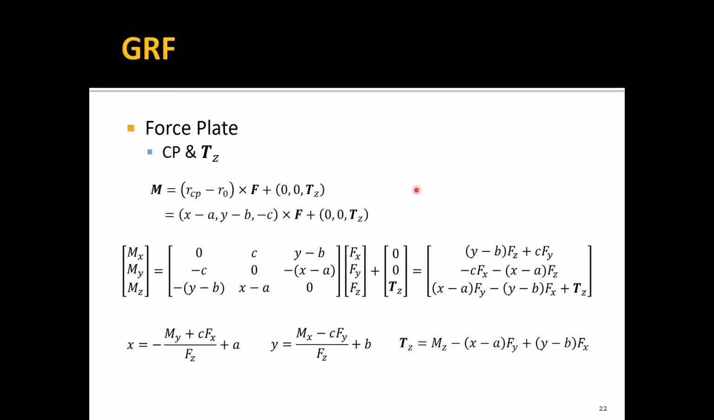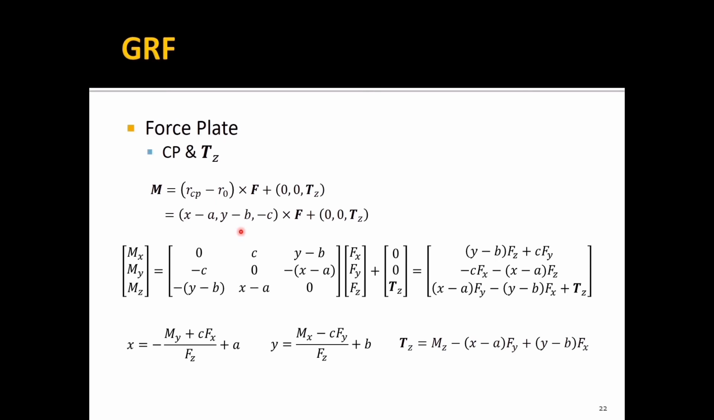This slide shows how to calculate the center of pressure and Tz, which is the twisting moment, based on the location of the true origin. As you learned in the previous slide, moment is equal to R cross F plus twisting moment. Here R is the position vector, and since we already defined the true origin, this R must be RCP minus R0, which is the position vector of the center of pressure relative to the true origin. And we have this component here, X minus A, then Y minus B, and then minus C.